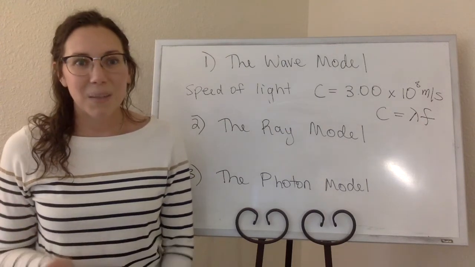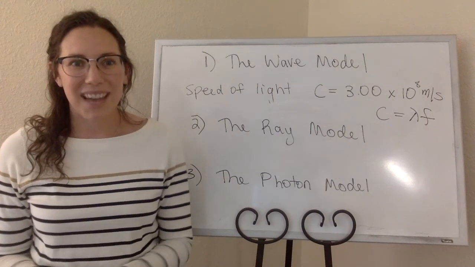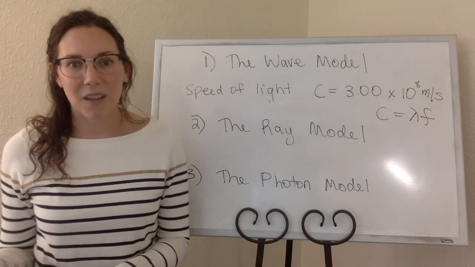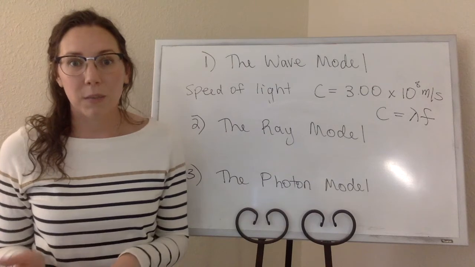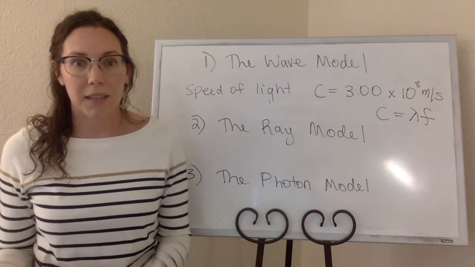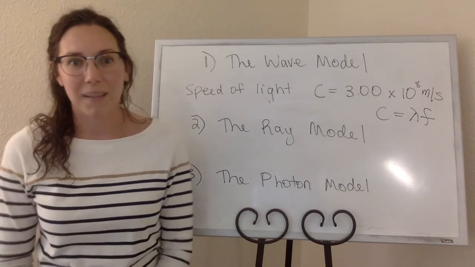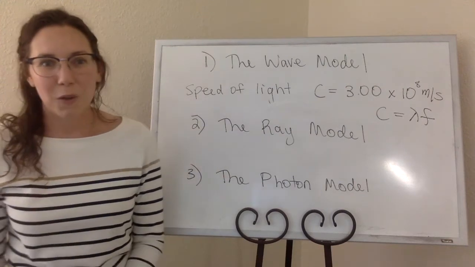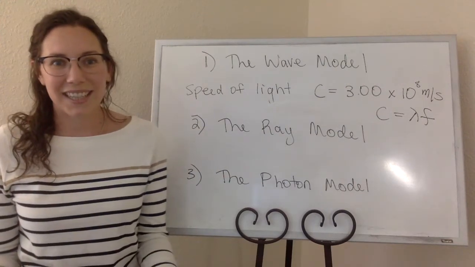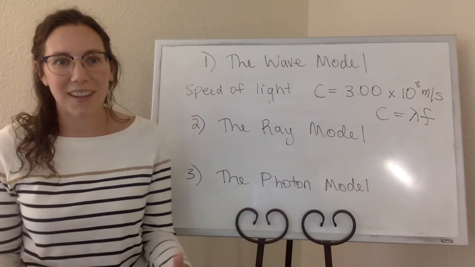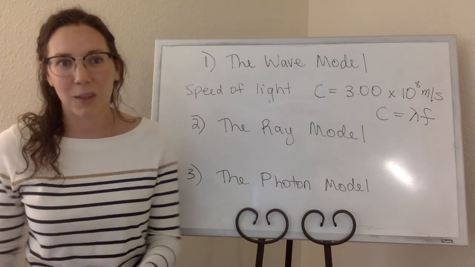Okay, second is the ray model. The ray model assumes that light travels in straight lines called rays. And this model is really useful in geometric optics, so we're going to focus on that in a second. The third model is the photon model, which says that light consists of photons. Light is quantized into small packets of energy called photons.